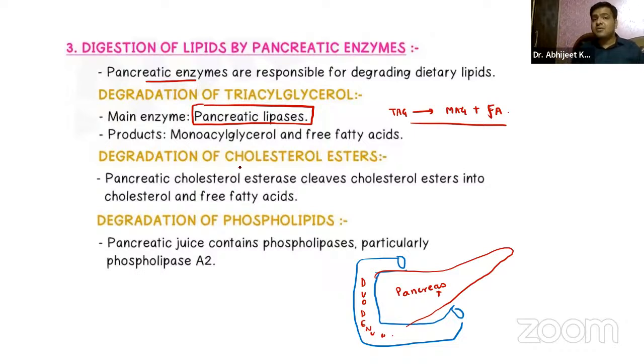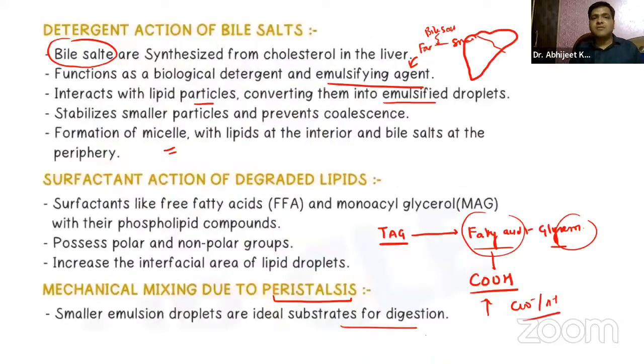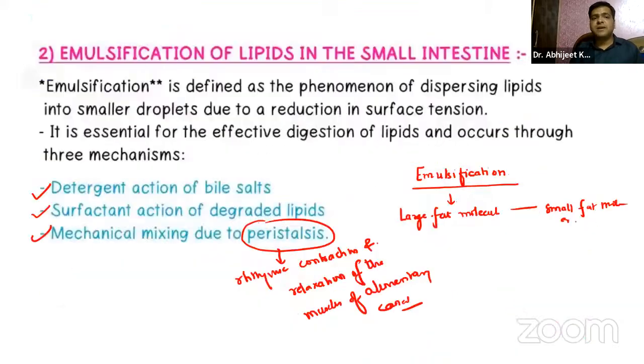Even the cholesterol esters are degraded with the help of the enzyme called esterase, right? And automatically the free fatty acids will be released. Even the phospholipids, right? The pancreatic juice contains phospholipases, that is phospholipase A2. I will be coming on to these parts a bit later, in the upcoming slides. So that is also helping in the digestion of these lipids. So as of now, you have to remember the process of lipid digestion.